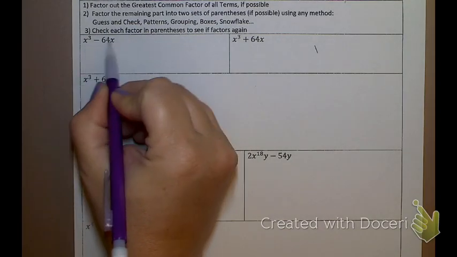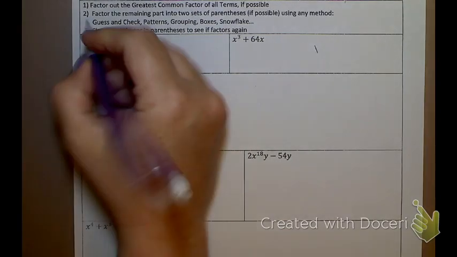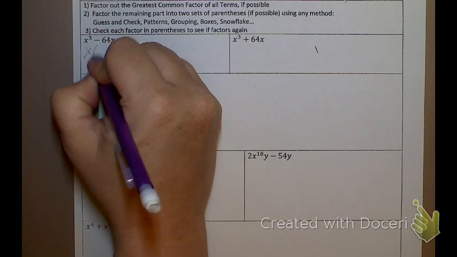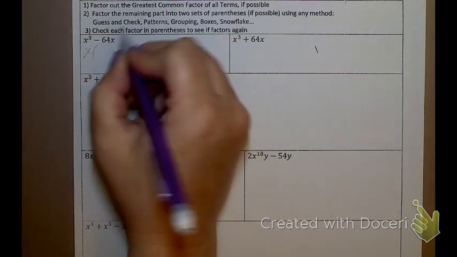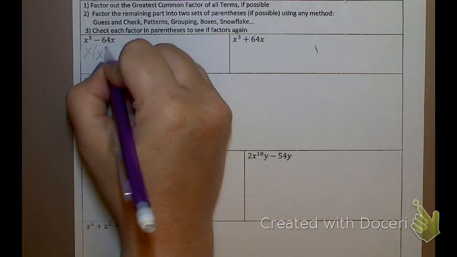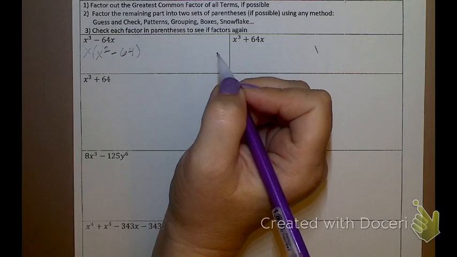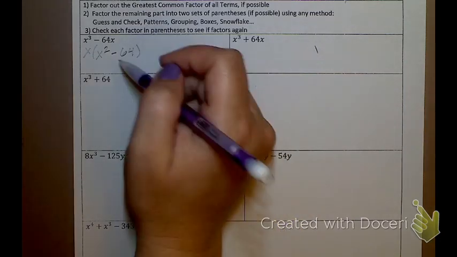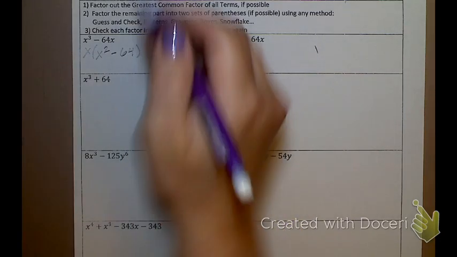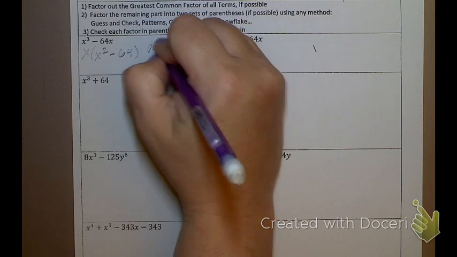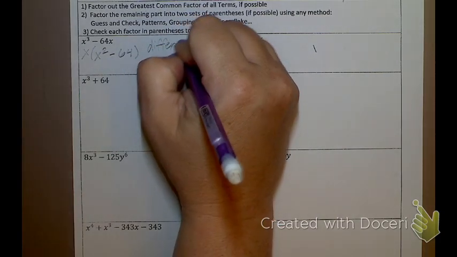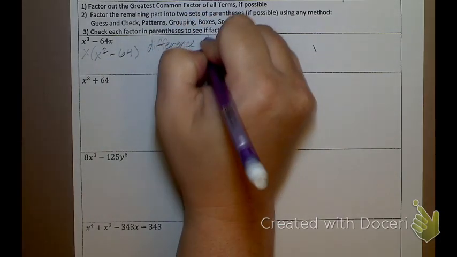Do these two have anything in common? X. So if I took out an x, what would I be left with? X squared minus 64. Am I done factoring? Because what's this x squared minus 64? Difference of squares.